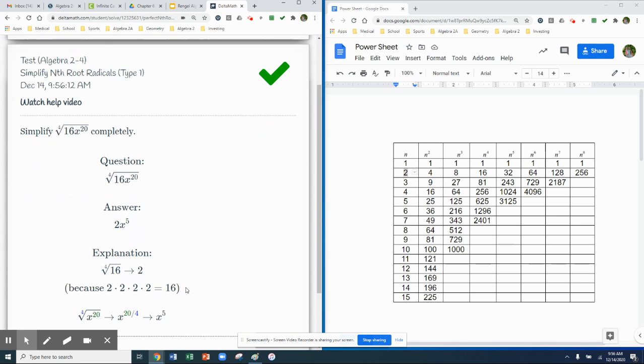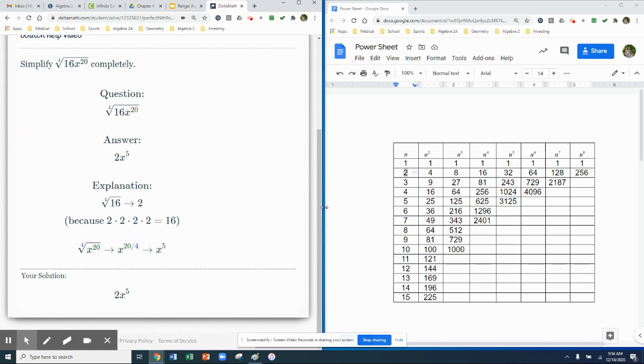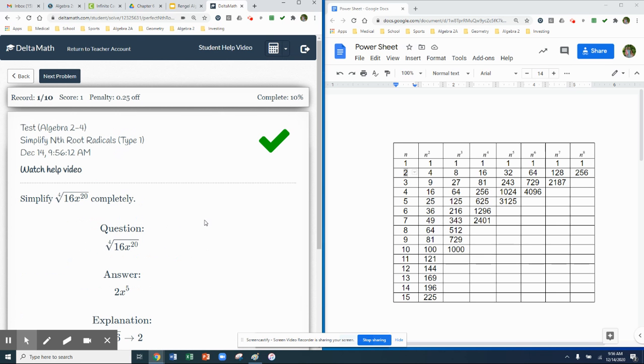Good, we got it. Now here's where we want to take a peek at how they solved it. Even if you get it right, it would be a good idea to review to make sure that you are doing it correctly, not just guessing and getting it right. We can also see their work. Right here they take your power of 20, divide it by 4, and that gives x to the fifth. And then this is where we used our power sheet, figuring out what number times itself 4 times equals 16. So that was section 1 in a nutshell.